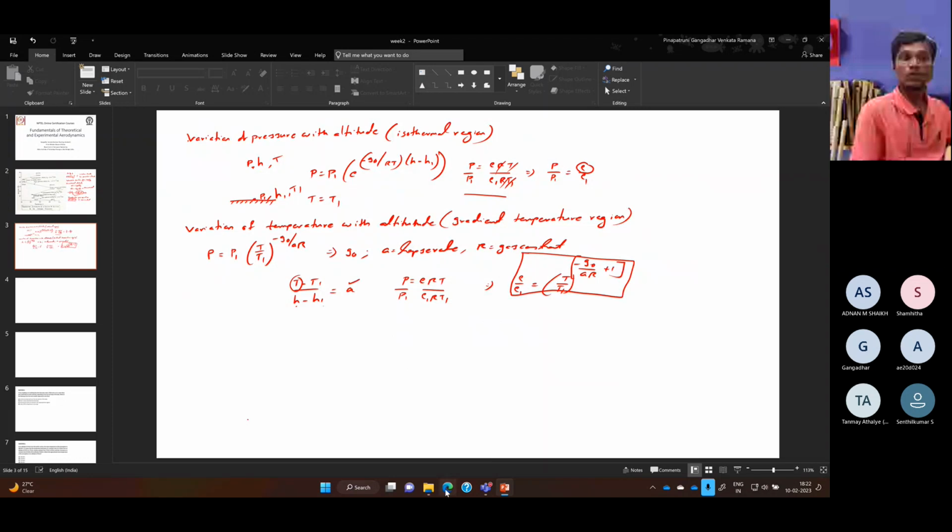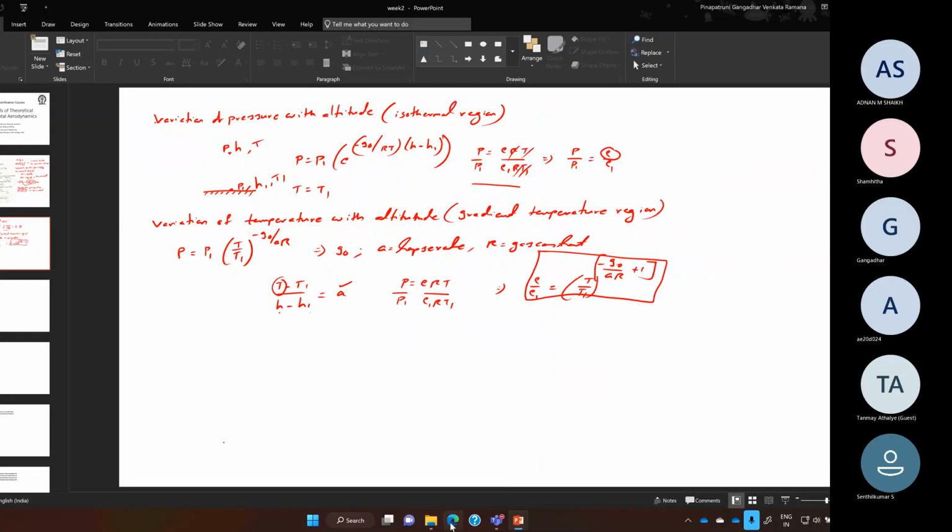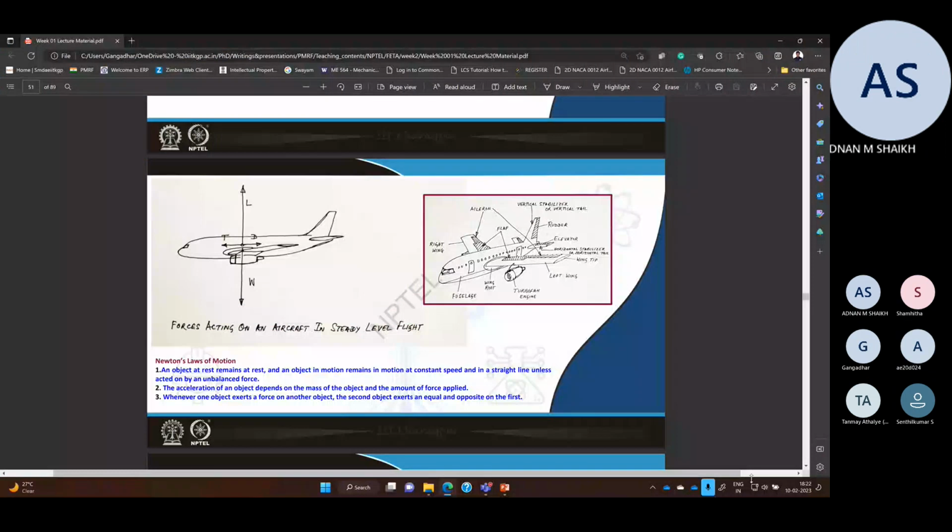Are you able to see my screen? Hello? Can you all see my screen? Yes. Can you see? Okay. Can you see the flight?